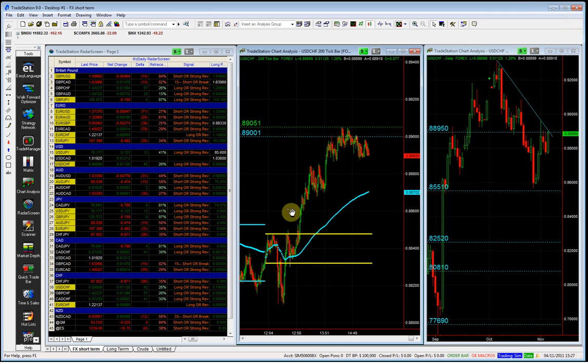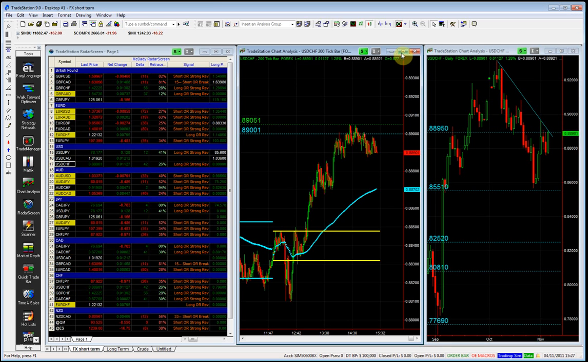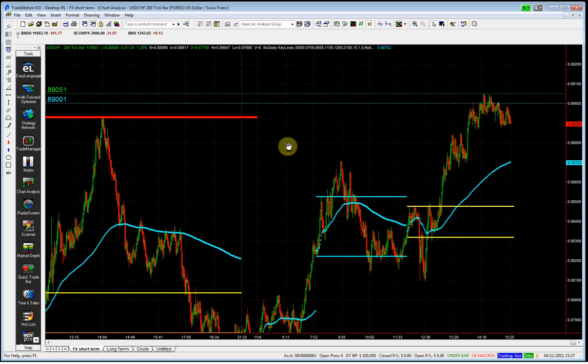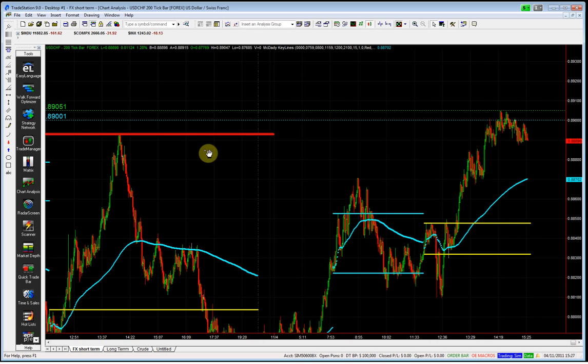Going to the 200 tick, here we are at the 89, which is our significant point and our structural long on the daily. We've got a 1 day high here, and the highest point just made above the 89 is 89.05, so that's going to be our long point.